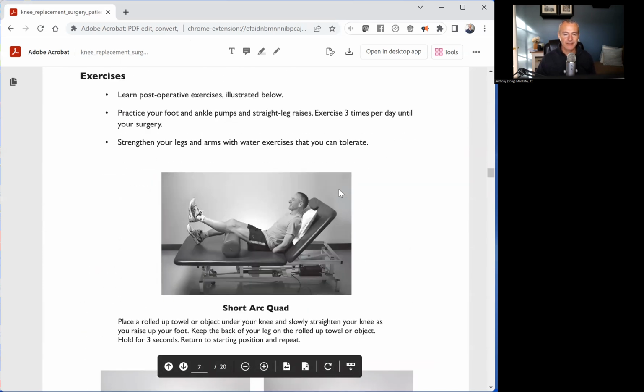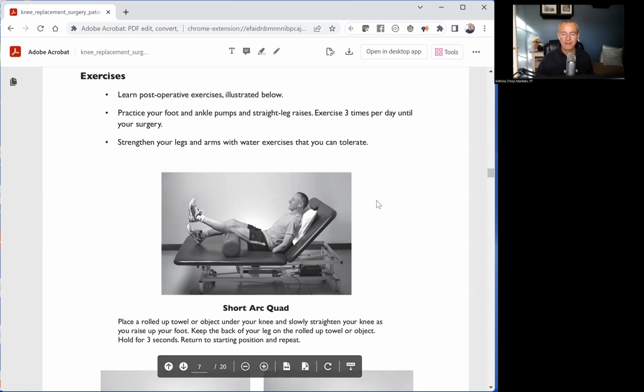Exercise. So obviously this is my forte as a physical therapist. Every surgeon is going to have their biases. They're going to want you to do certain exercises, but there are some standard exercises that are almost universal. You can see here, this individual is doing what's called a short arc quad.